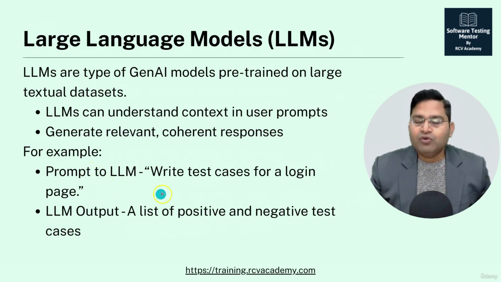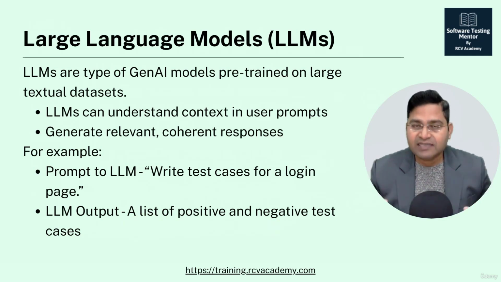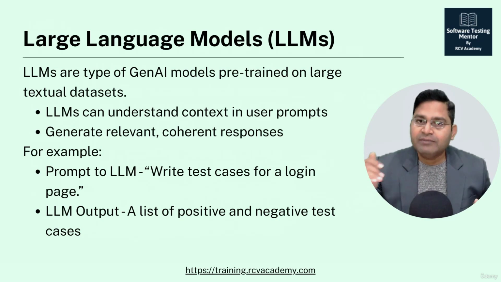So for example, if you prompt the LLM to write test cases for a login page, the LLM will be able to output a list of positive and negative test cases for login scenarios. How? Because the model has been trained on a large data set, and understands that for the login page there will be a username, a password and a login button, and the username and password will have certain constraints. Based on that, it is able to generate the positive and negative test cases for you.